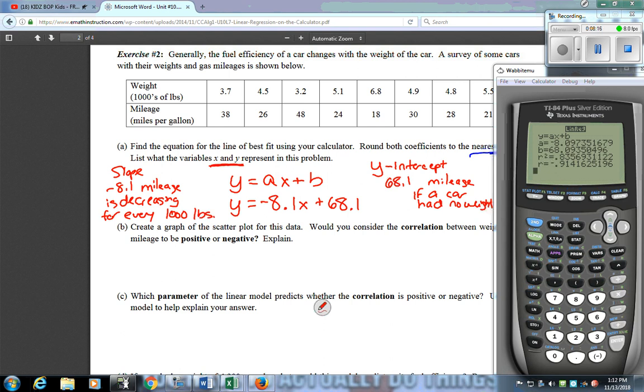Now B talks about the scatter plot, and this would be a negative correlation. But we're not actually going to do the scatter plot. This is a negative correlation, and you can tell that from the slope. So the slope's a negative value, which means that this is going to be decreasing. So it will look something like this if you were to do a graph for it. Okay, and that kind of goes into what we just talked about. That would kind of answer C as well.